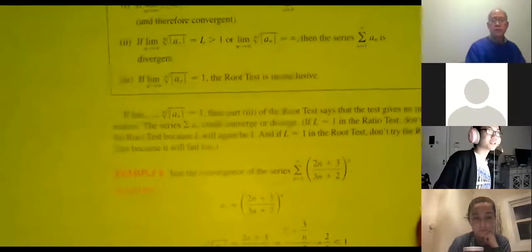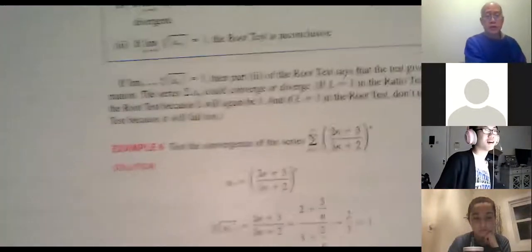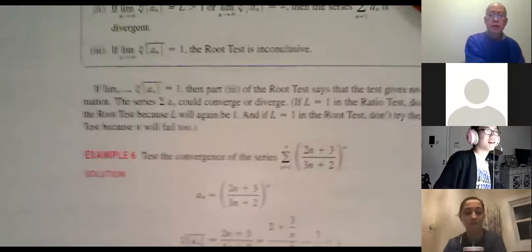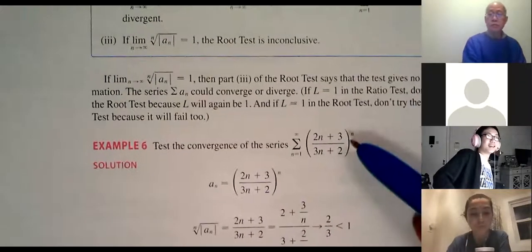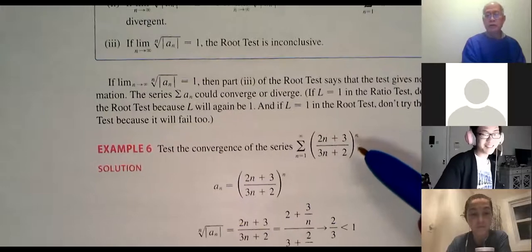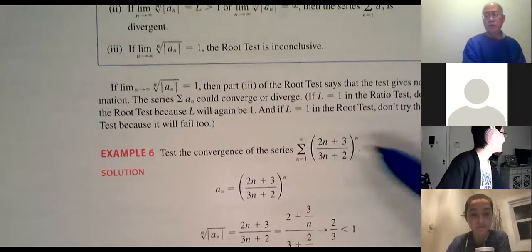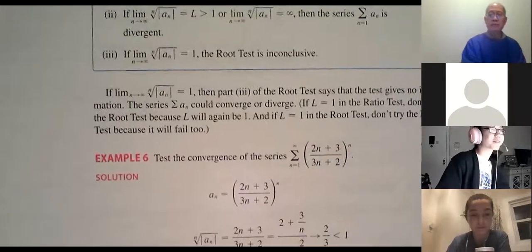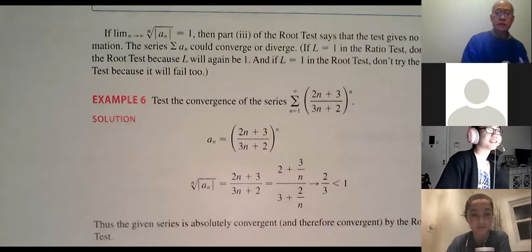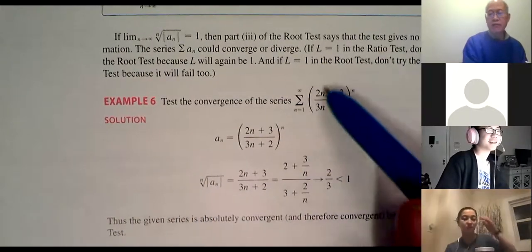Okay. Here's a very simple example. That yellow thing. Every now and then this thing turns yellow. Okay, example 6. Test the convergence of this series. Okay. You might say, how do I know to do the root test? You can tell when they put something like this, it's easy to take the nth root. Right? What's the nth root of an nth power? You just drop it. So look at what you did. You took the nth root of the absolute value. Well, in this case, you don't have to worry about absolute value.